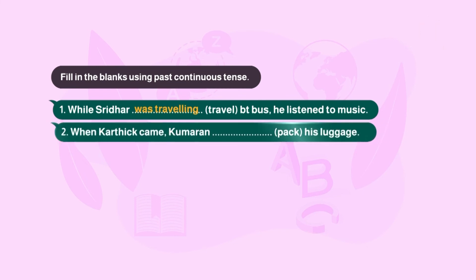Number 2. When Karthik came, Komaran, space, pack his luggage. When Karthik came, Komaran was packing his luggage. Was packing his luggage. Here, we used was because Komaran is also singular.